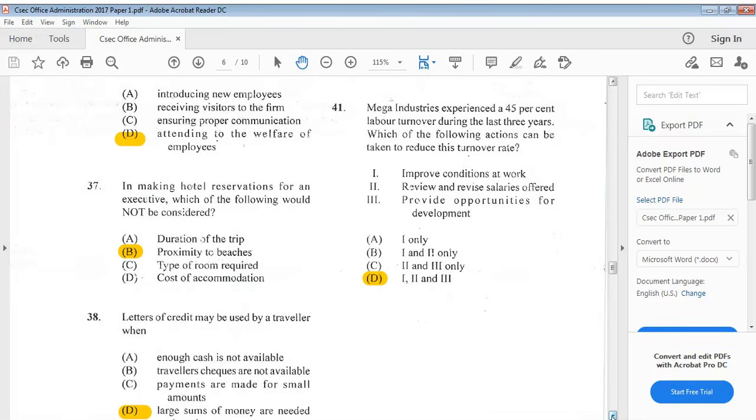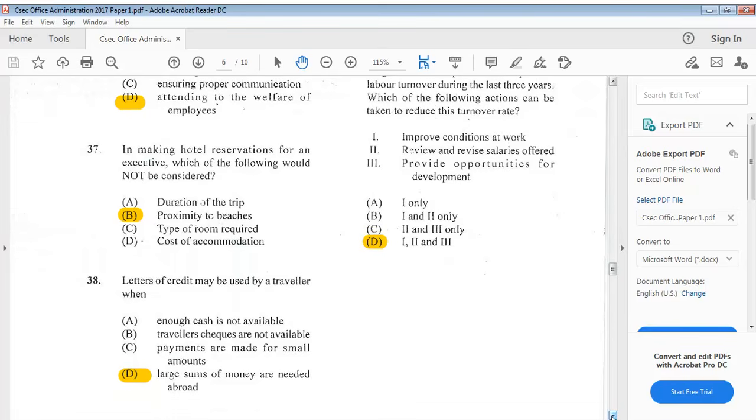Let's go on to 38. Letters of credit may be used by a traveler when A. Enough cash is not available, B. Traveler's checks are not available, C. Payments are made for small amounts, or D. Large sums of money are needed abroad. Our answer would be D. Large sums of money are needed abroad. Right? That's when you would use a letter of credit. All right.